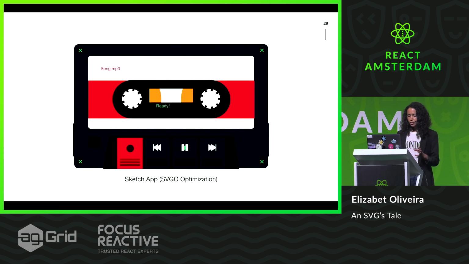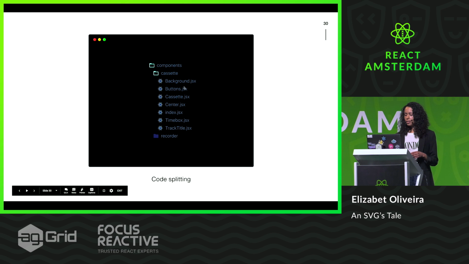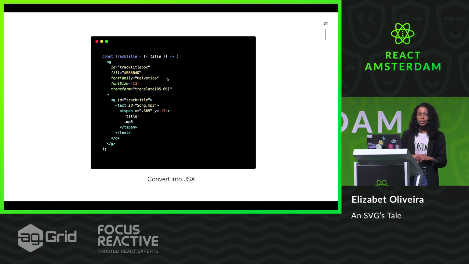I exported this image from Sketch, and as you can see, I have all the elements there, the play and the pause, because then I'm going to manipulate them with React. First thing, I use SVGO to optimize. And then this is actually the structure. All the recorder things go here, and then I have all of these small elements inside the cassette folder.